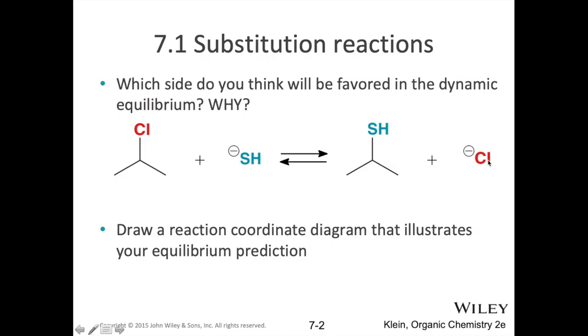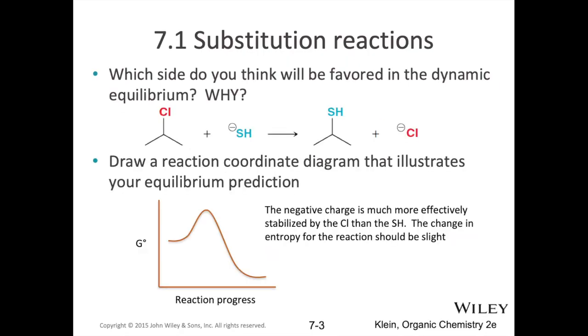Now, sulfur and chlorine are both on the same period, the same row of your periodic table. So it comes down to which one's more electronegative. In this case, chlorine. So the chloride over here is better at housing that negative charge, and that's why this equilibrium is shifted to the right. So your products here are more stable than your reactants, essentially.